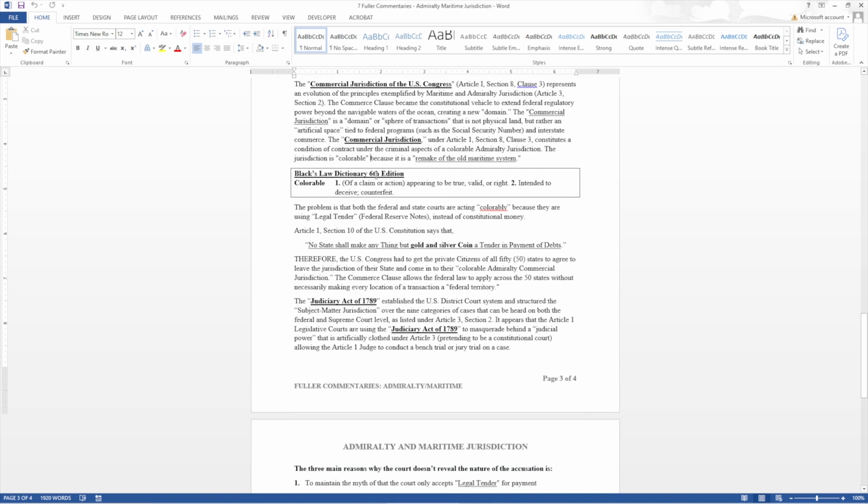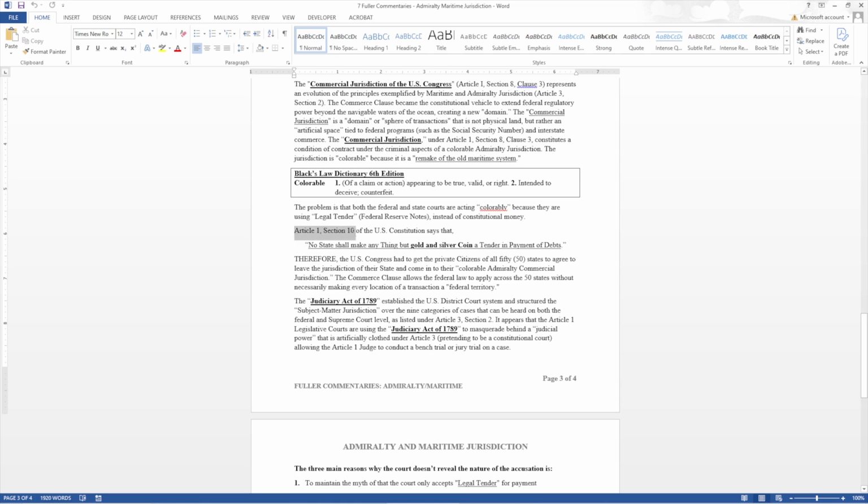The overall problem, besides what I just told you, is that both the federal and state courts are acting colorably using legal tender instead of constitutional money. Now, what do I mean? You probably heard there ain't no money. Well, it's true. There ain't no money. No constitutional money. There's Federal Reserve notes, but it ain't constitutional money.